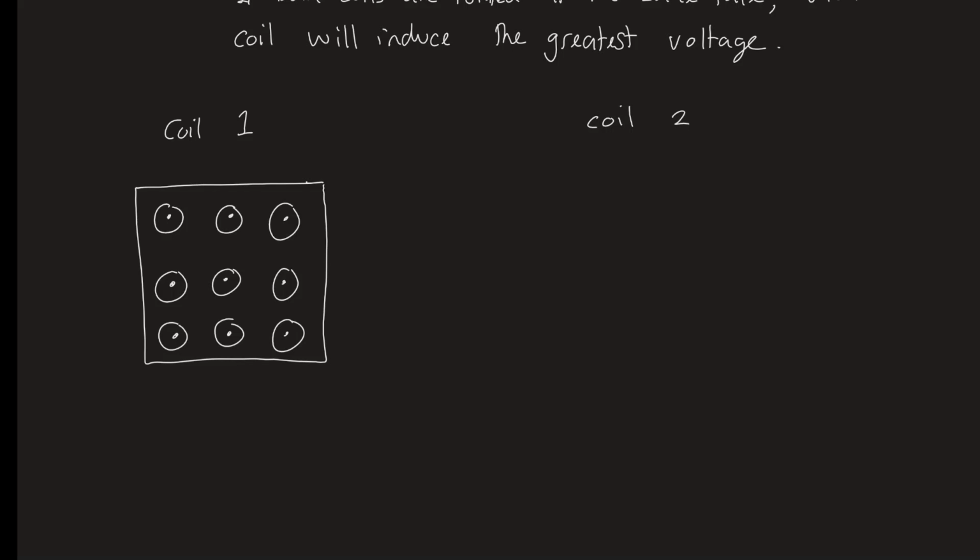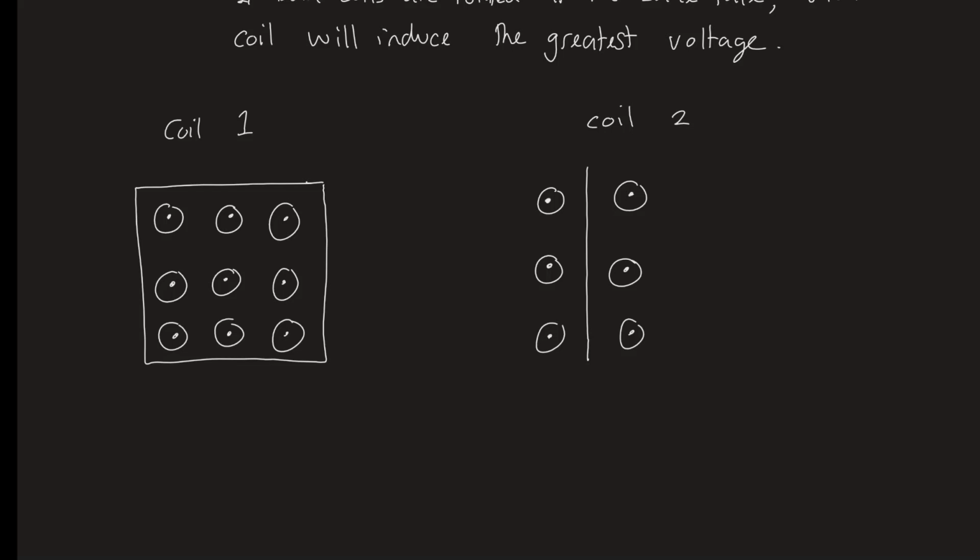Coil 2 runs parallel to the field lines, so if the field lines were to come out of the page, again like that, we wouldn't see the face of this loop, we would just see one edge of it, like that. So those are the two coils.